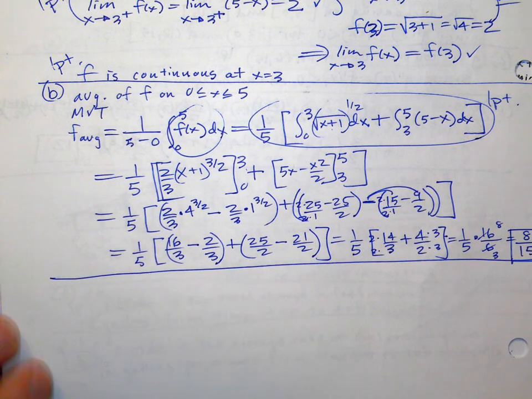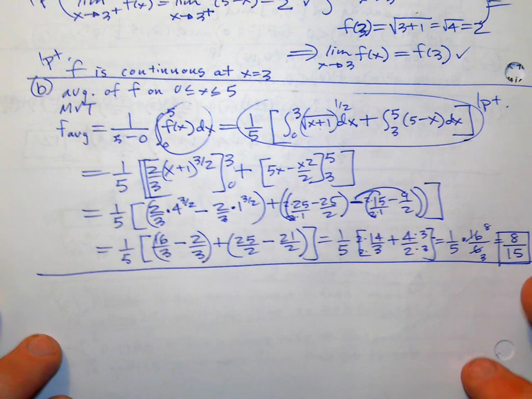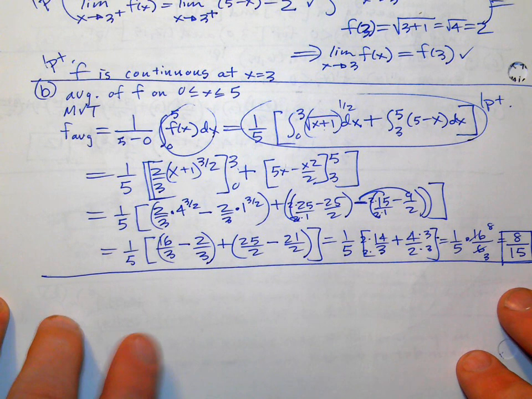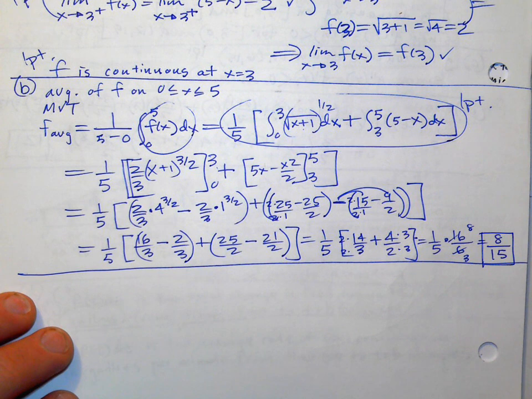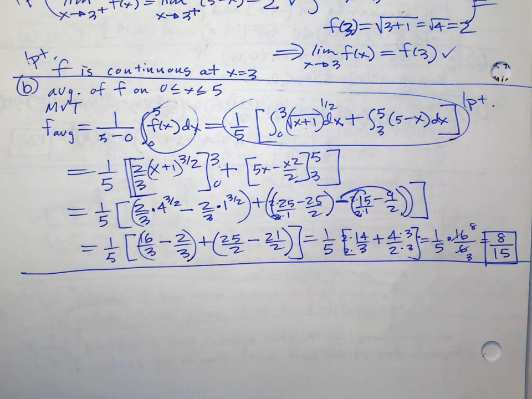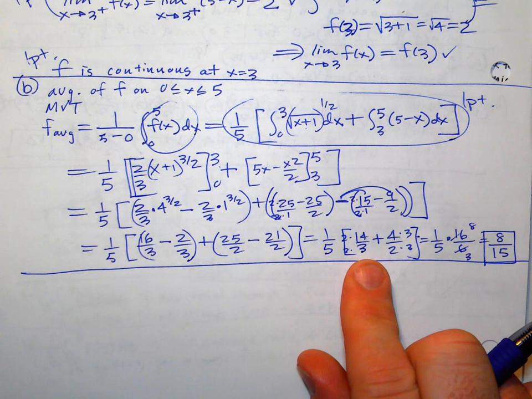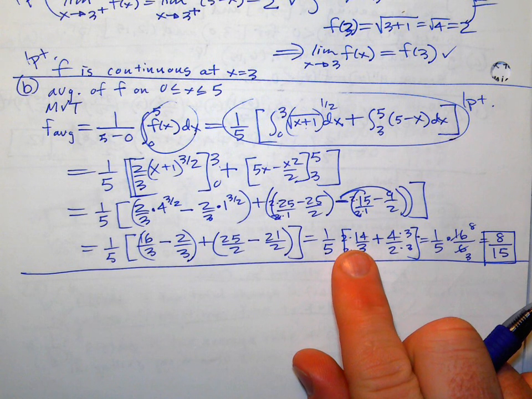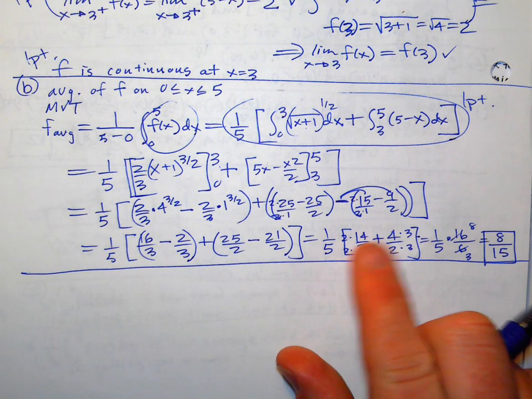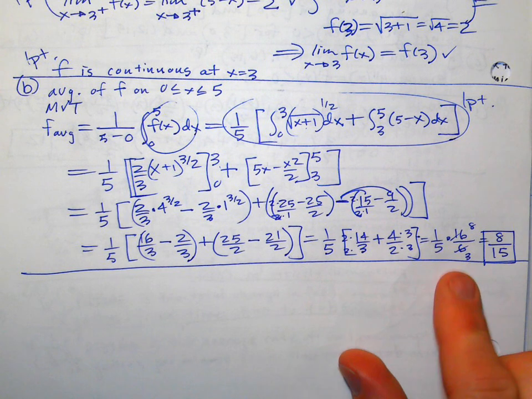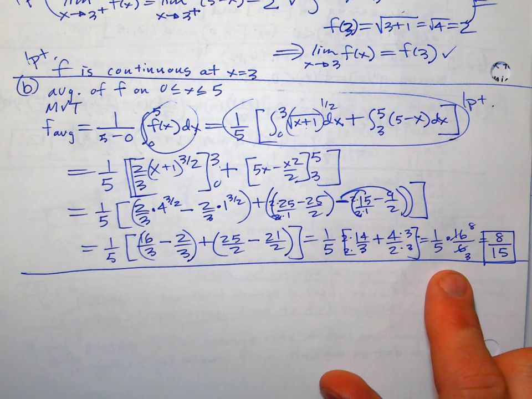That was a lot of work. 8 over 15. Actually, I made a mistake somewhere. So let me see. I'm not perfect, but let's see, where is my mistake? I think I'm good right here. 28. Am I doing it? 28 minus 12 is 16 over 6 is 8/3. 8 over 15.